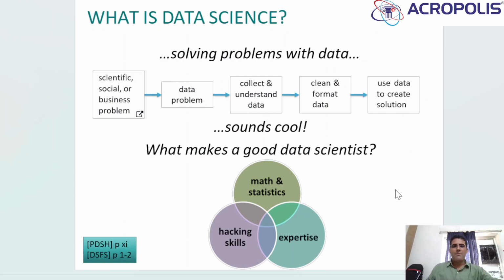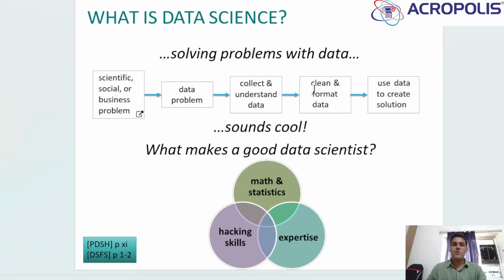After selecting the data problem, we are going to collect and understand what kind of data is required in order to solve that problem. Once we have the data with us, we will first do the EDA process, that is, normally we call it exploratory data analysis. We'll clean and format the data so that the data available to us can be used to create some sort of solutions. Isn't it? It sounds cool to you.